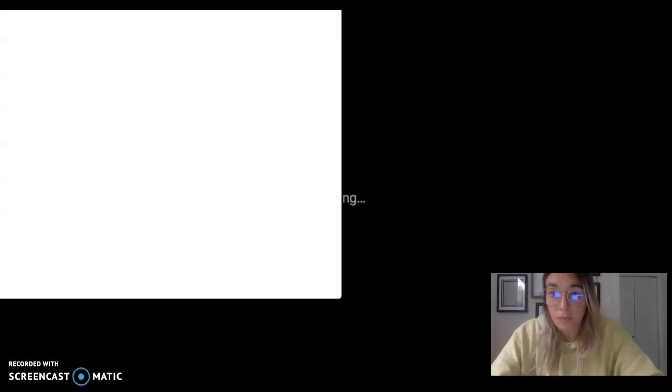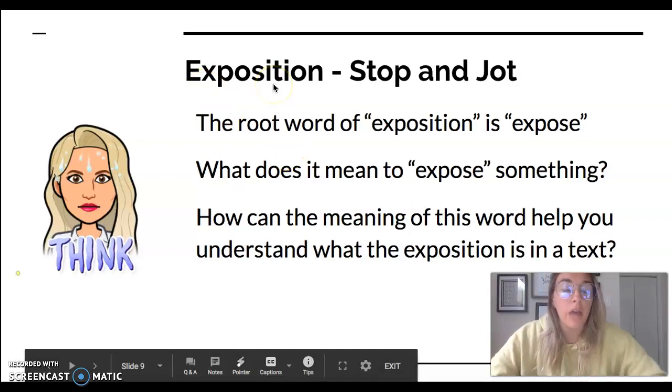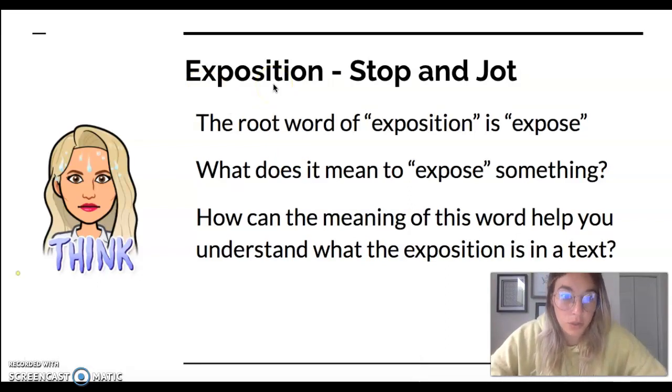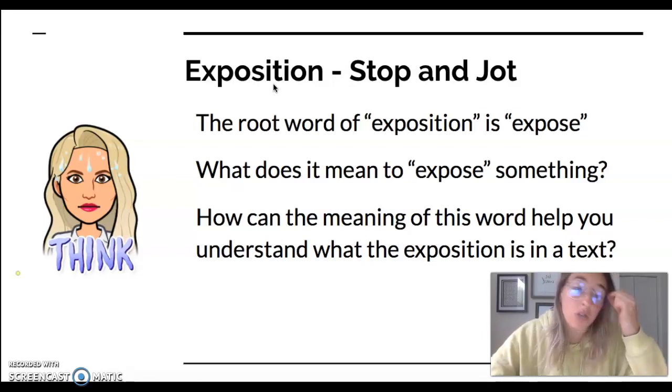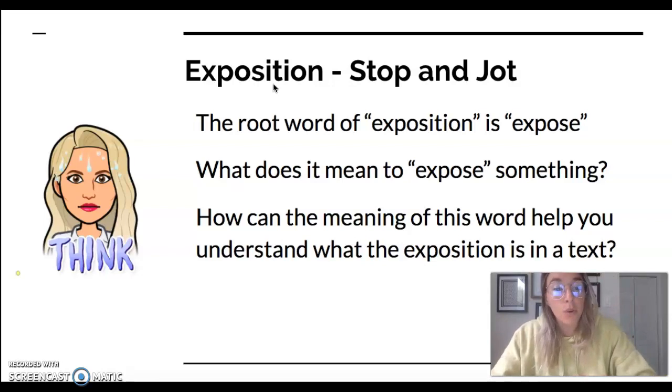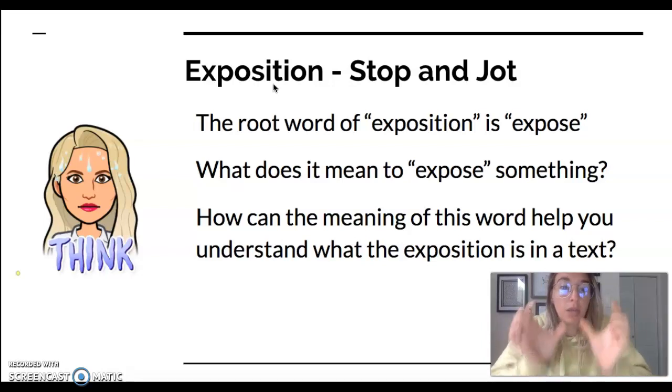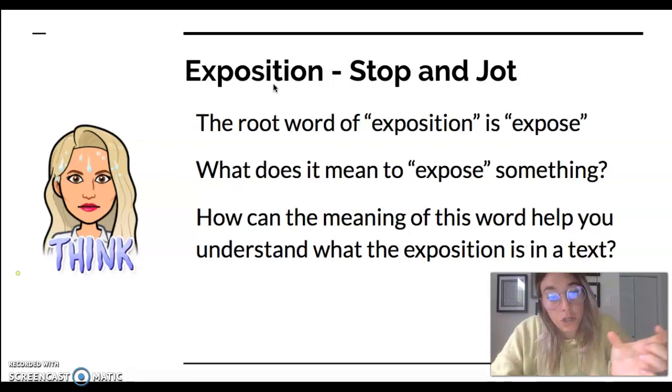So, the root word of exposition is the word expose, which I'm sure you have heard in your lifetime. So, in your guided notes, you are going to answer the following two questions. What does it mean to expose something? What are you doing when you are exposing something? And how can the meaning of this word help you understand what the exposition is? So we're breaking the word exposition up into its root word, which is expose, and you're finding that meaning and thinking about what the word expose might mean and how that might tell you what the exposition is.